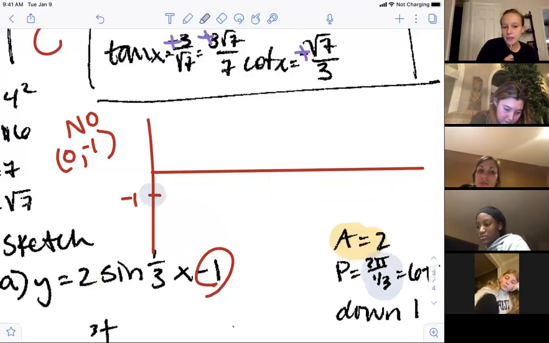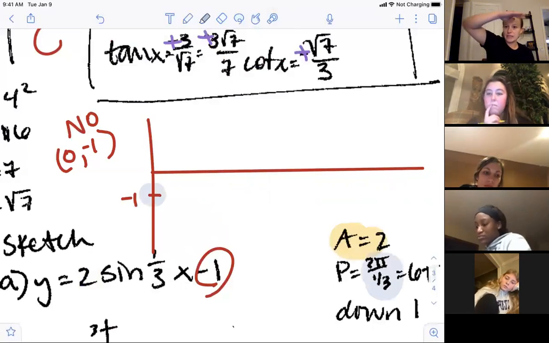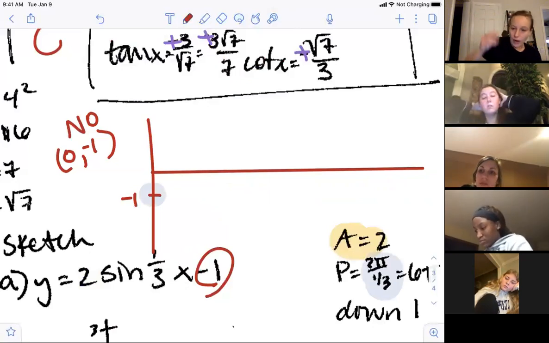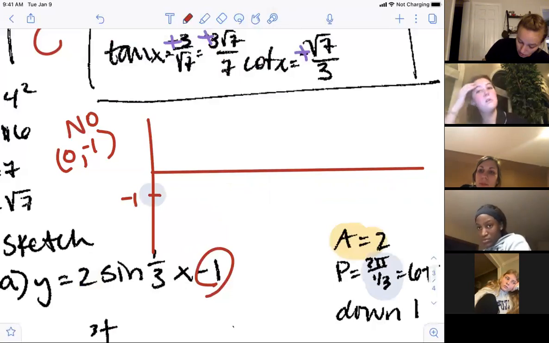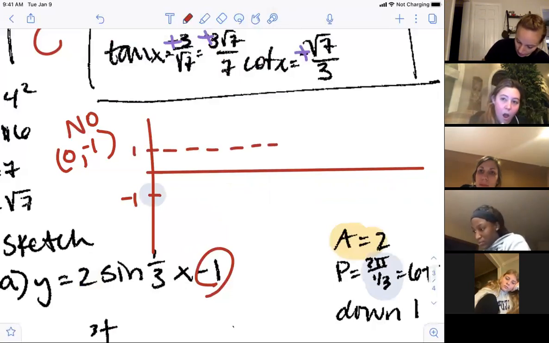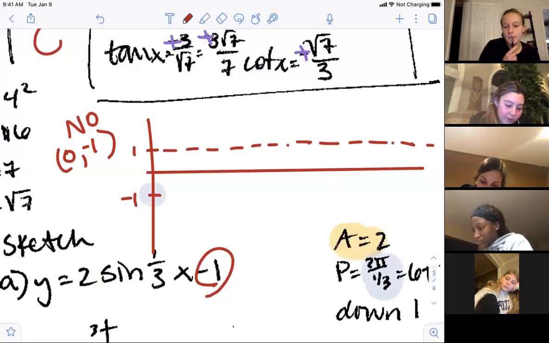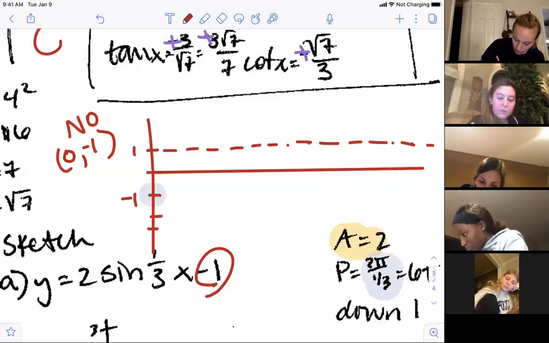So before I do anything too crazy, I'm going to put limits on top for my amplitude and on bottom for my amplitude. So I can go up from where I'm starting. So up to would be at +1, and I'll put a little line up here. And then I can go down from -1, which is at -3.